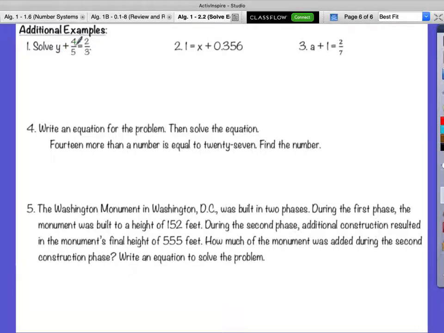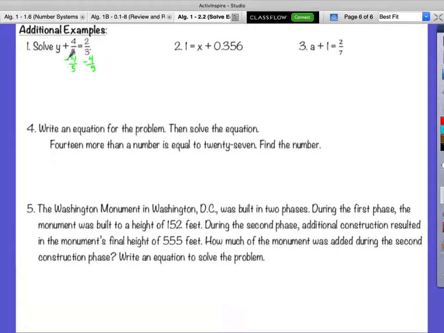So, y plus 4/5 equals 2/3. Let's just think about it. What is y doing right now? It's adding. How do we undo addition? Subtraction. What are we going to subtract? 4/5, whatever number it's being added by. We don't say, oh, a fraction. We don't discriminate against fractions, that'd be rude. If I subtract by 4/5 on the left side, what do I have to do to the right? Do the same thing. Subtract by 4/5.